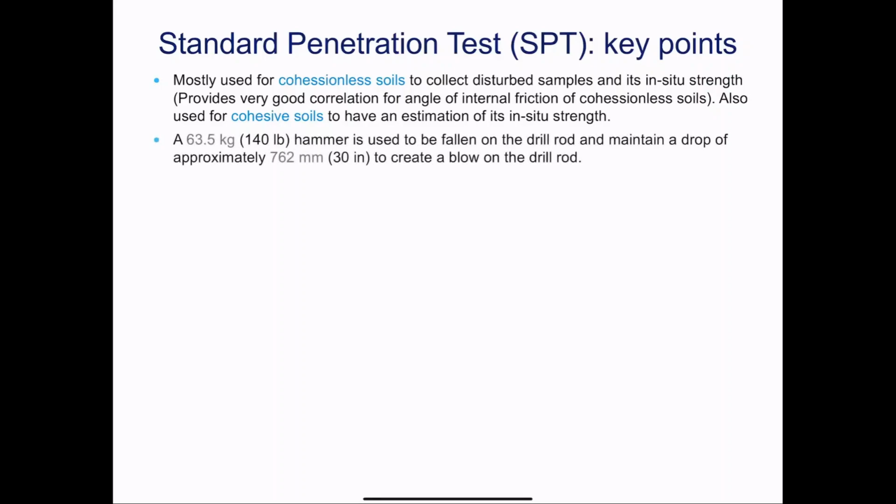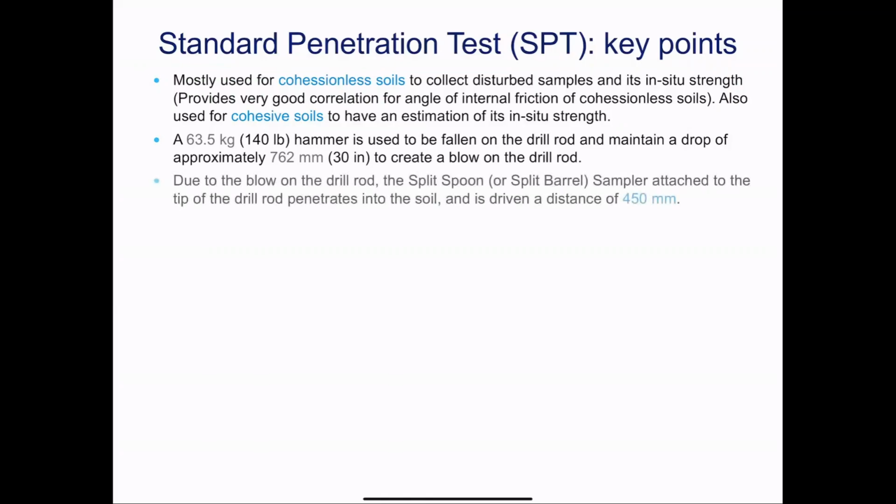And as I mentioned, the standard drop mass is about 63.5 kilograms or 140 pounds for the hammer. The drop height is about 30 inches or 0.7 meters. And we use standard split samplers, split spoon or split barrel samplers that allow you to obtain a soil sample. Once you extract it from the ground, you open up the split spoon and you can take a look at what's inside.